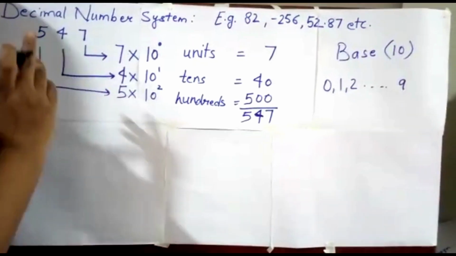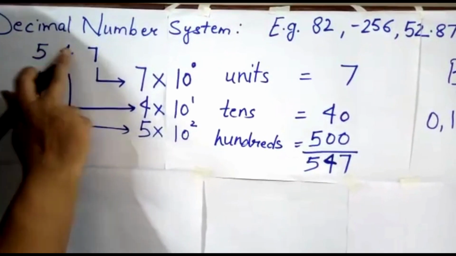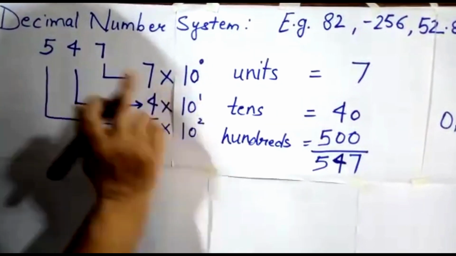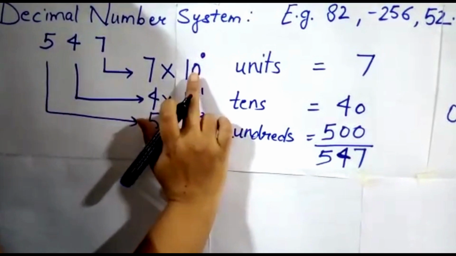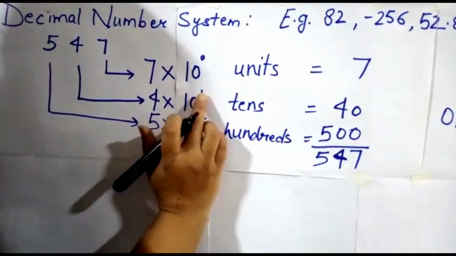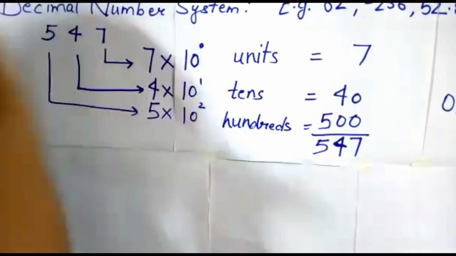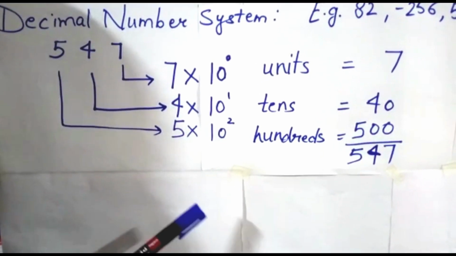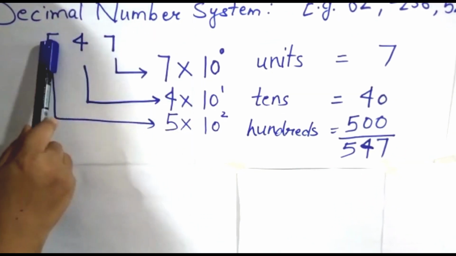Like for 547, each position represents a specific power of base 10. Like for the unit place, power of base will be 0. For tens place, power of base will be 1. For hundreds place, power of 10 will be 2. So, the positional value of each digit increases 10 folds as we move from right to left.